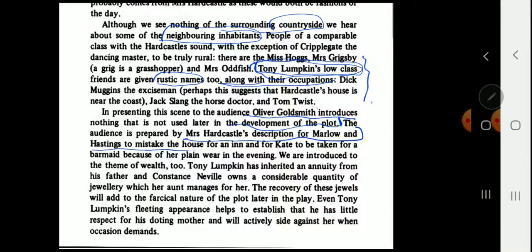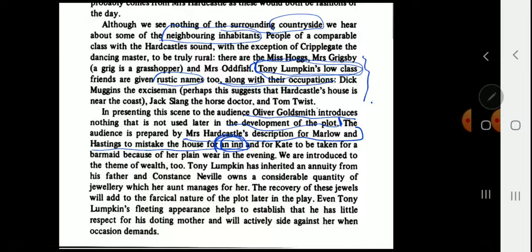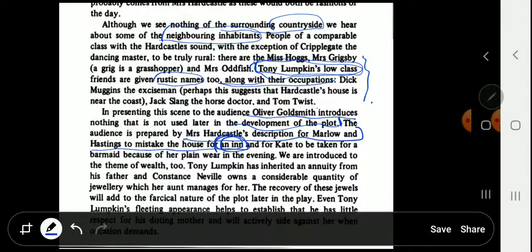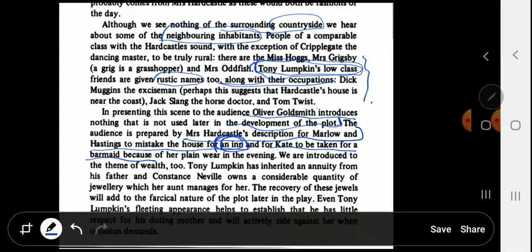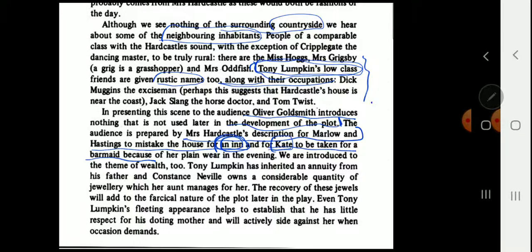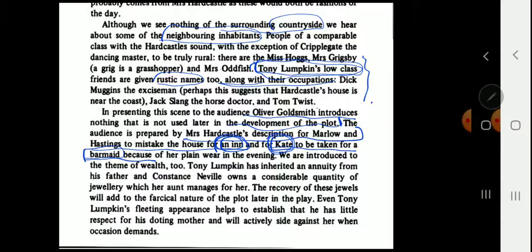and Hastings mistaking the house for an inn, because from the very beginning we knew that Mrs. Hardcastle is complaining about the design of the house that resembles an inn, and we knew that Tony is someone who makes pranks with people, so it is obvious that the audience will see another prank from Tony. And they're also waiting for Kate to be taken for a barmaid. Also, students, this is very important, the audience right now knew about Kate's plan, because in the morning she will wear a very fashionable dress, and in the evening she will dress as a barmaid.